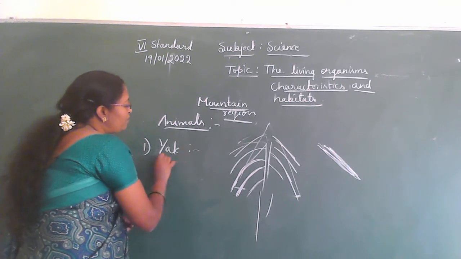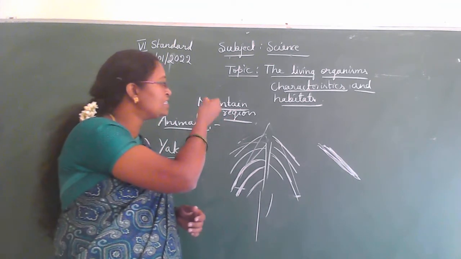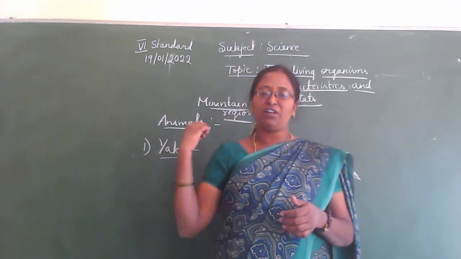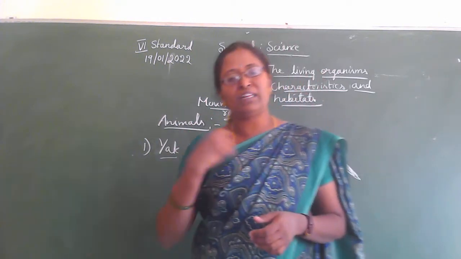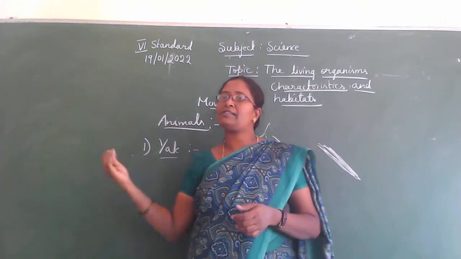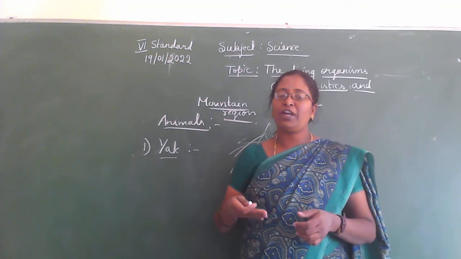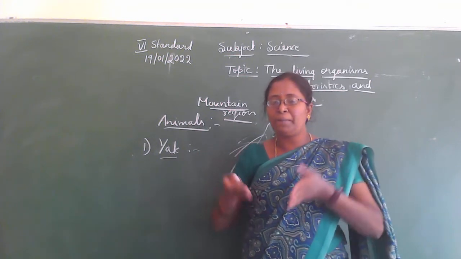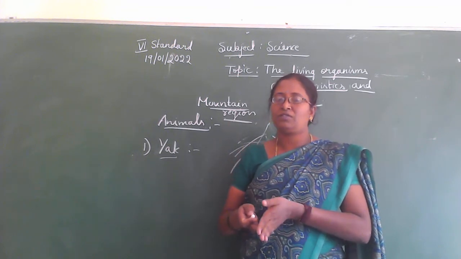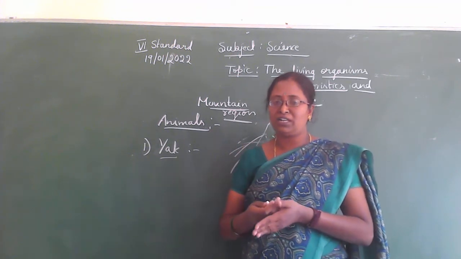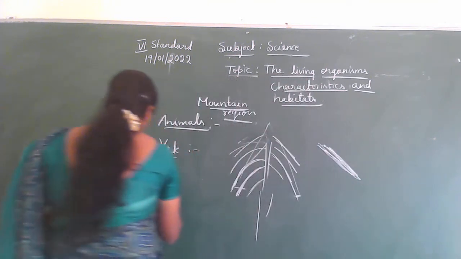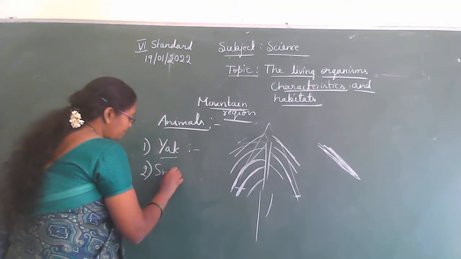These types of animals live in this region. They have some adaptations to survive in the mountain region. What type of adaptations have they developed? The yak has long hair to keep its body warm, or to protect itself from the cold conditions in this region. And then another one is the snow leopard.